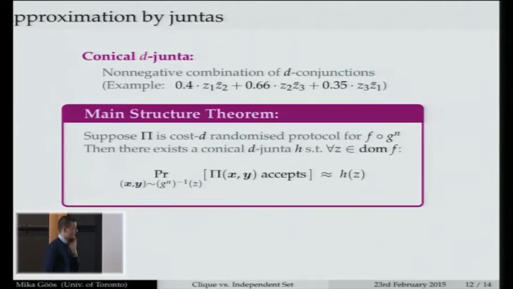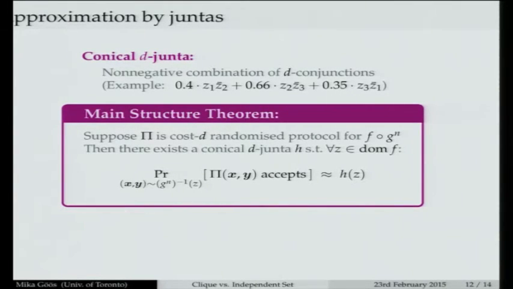So the main theorem in this work says that you can take a randomized protocol for the composed function, and from the protocol extract a conical junta representation for the outer function. So from a randomized protocol you can derive a conical d-junta h, such that this h records, for each input to the outer function, the acceptance probability of the protocol. Now I have to be careful. The protocol's domain is different from that of the outer function.